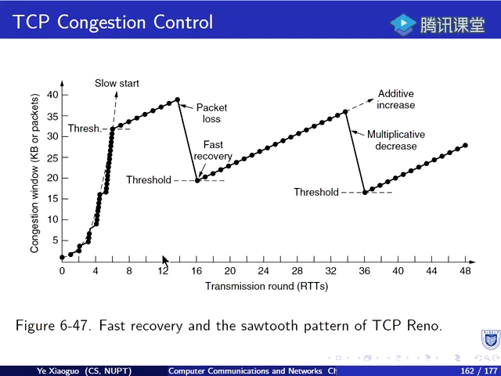This figure 47 shows the shape of the TCP congestion control data rate. So the data rate of TCP is variable with the condition of the network. This is slow start with exponential growth, then congestion avoidance, fast recovery, etc.